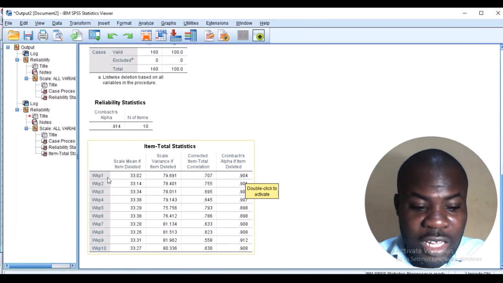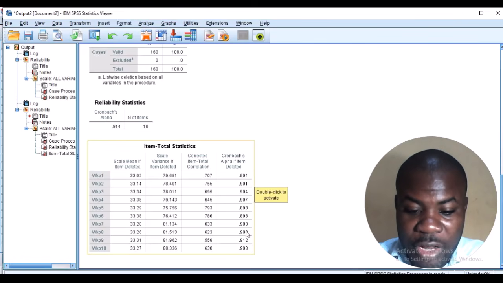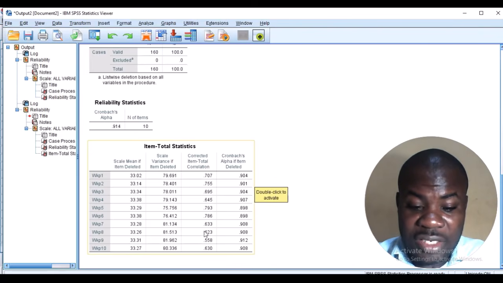So you can see, looking at all the items, that they are doing pretty well, none of these items is bad. They are all loading pretty well, so their reliability coefficients are quite good, and the corrected item total correlations are all looking pretty good. None is below 0.3, meaning that they are fine. So if I were to go for factor analysis or confirmatory factor analysis, this will do pretty well.